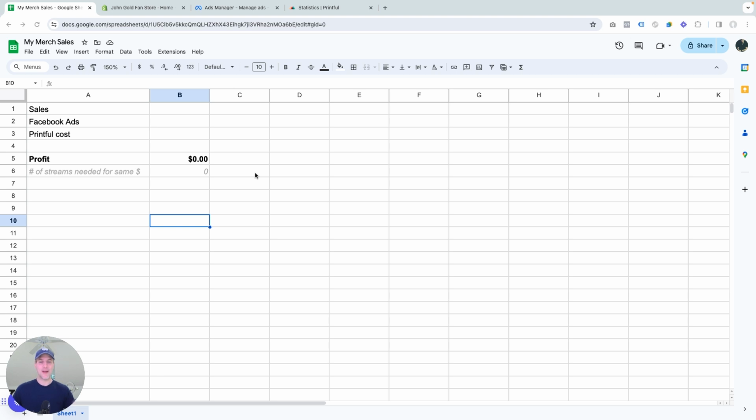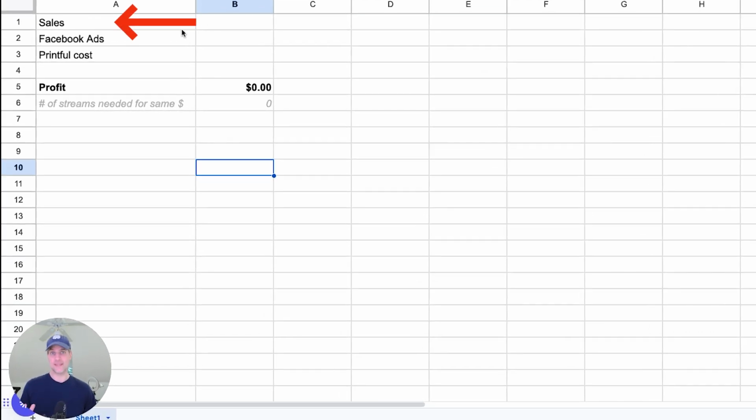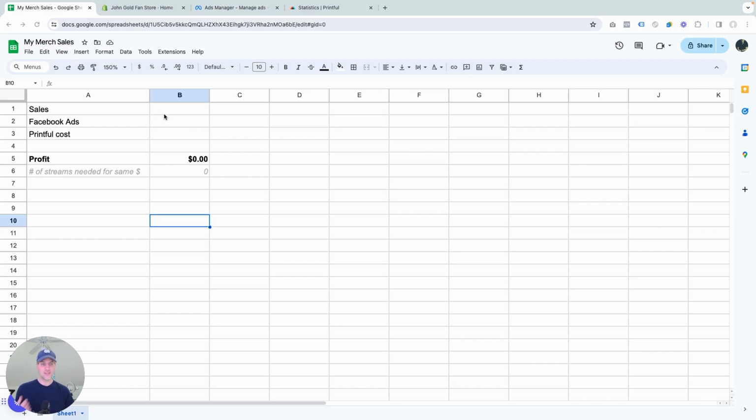Here I am, and I open my Google Sheet that I use in order to calculate the profit I'm making from merch sales. And it's really simple because all I need are 3 numbers, which are my sales, how much merchandise did I sell, what was the Facebook cost that went into this for the Facebook ads, and then how much did it cost me to manufacture and ship all that merchandise, which is what I get from Printful. So let's start it off.